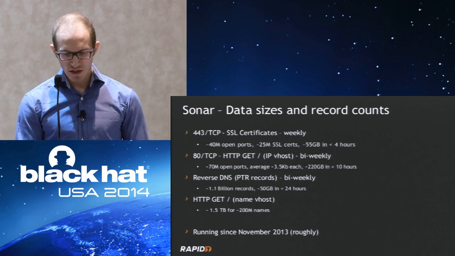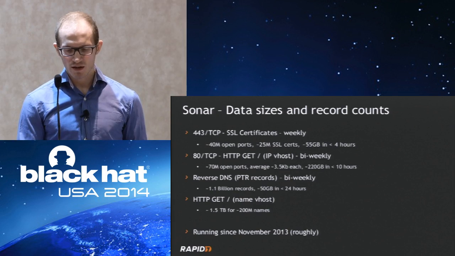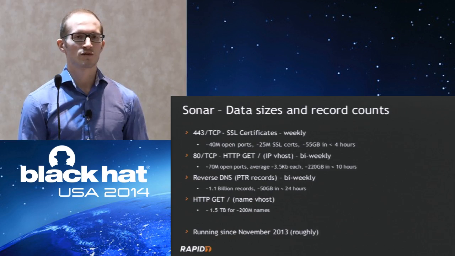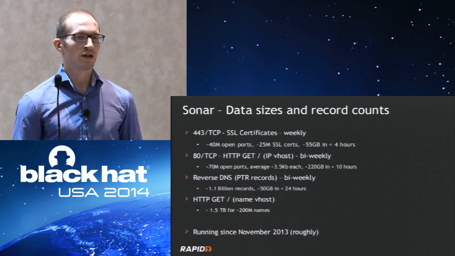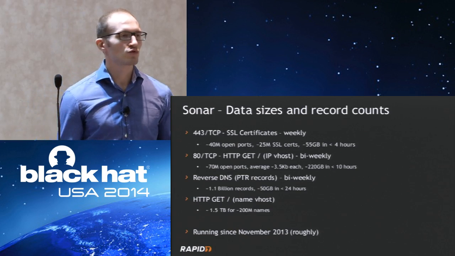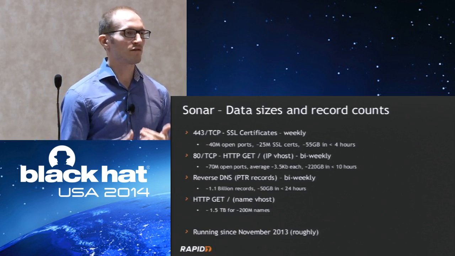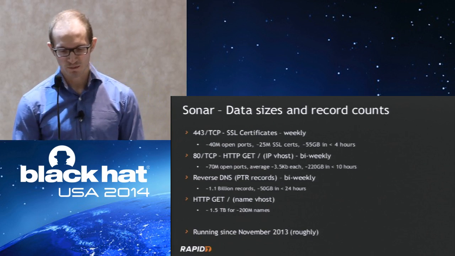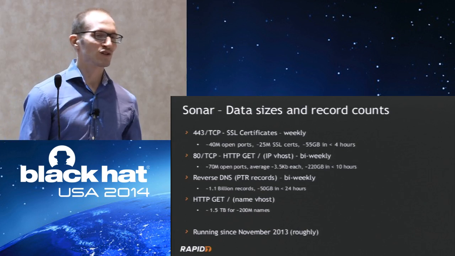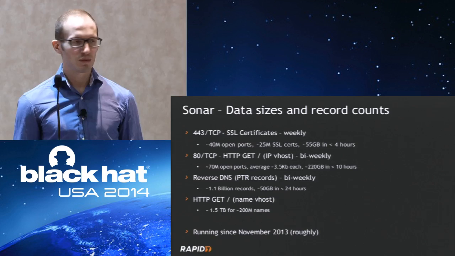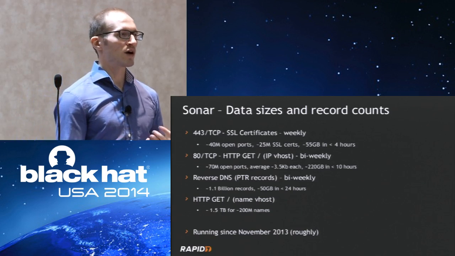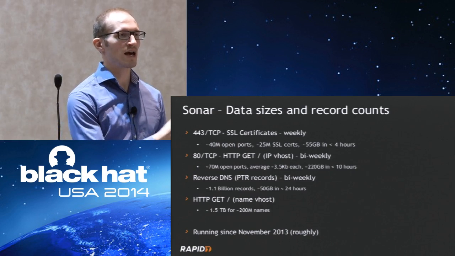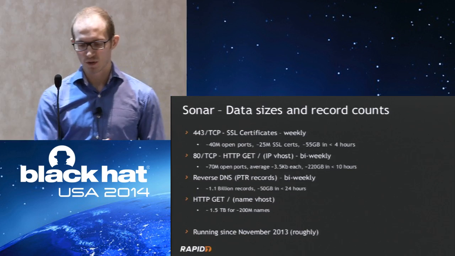Yeah, for HTTP it's a little bit bigger. We grab the HTTP index page, which results in a bi-weekly data set of 220, 230, 240 gigabytes, and roughly 60, 65 million web servers are in this data set every 2 weeks. Reverse DNS, more records, less data. So it's less data again than HTTP, but of course it's on reverse DNS. Around 1.1 billion devices or IP addresses have a reverse DNS record associated with them.